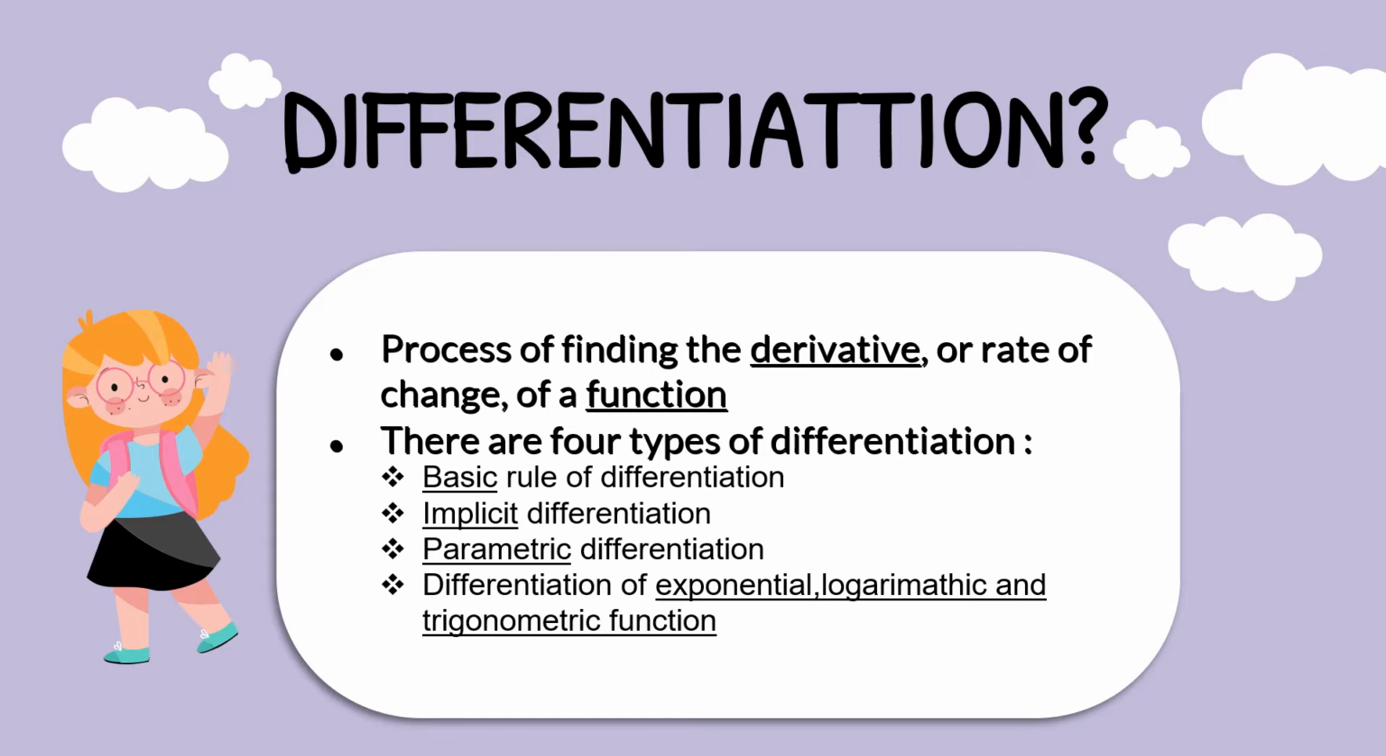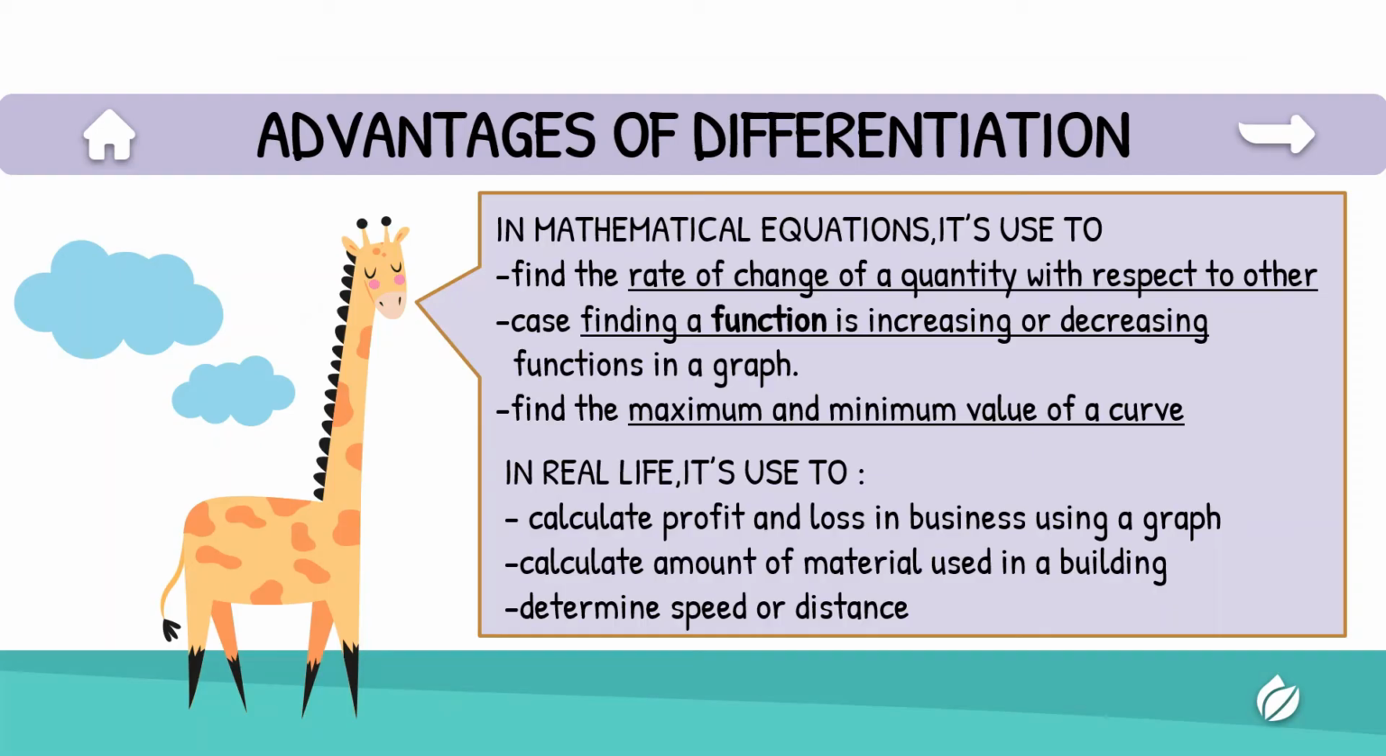There are four types of differentiation: basic rule of differentiation, implicit, parametric, and the differentiation of exponential, logarithmic, and trigonometric functions. The advantage of differentiation is to find the rate of change of a quantity with respect to another, and to find whether a function is increasing or decreasing in a graph, also to find the maximum and minimum value of a curve. While in real life, it is used to calculate profit and loss in business using a graph, to calculate the amount of material used in a building, and also to determine speed or distance.